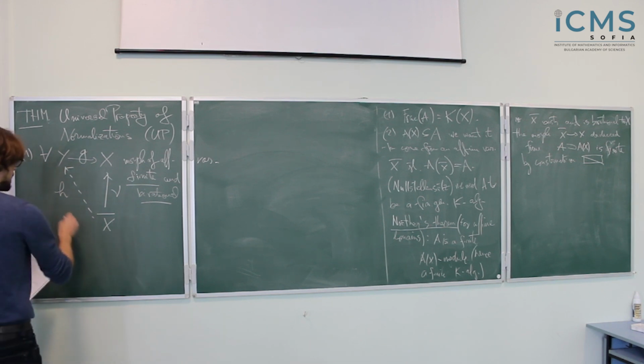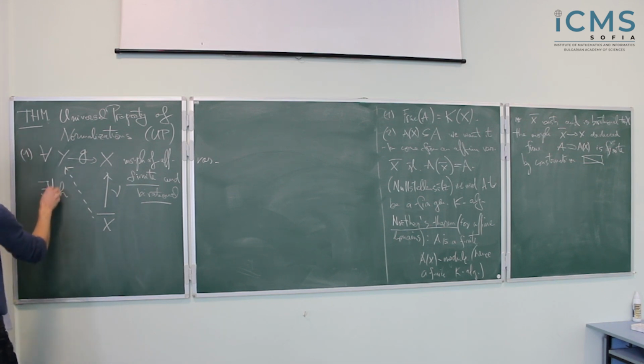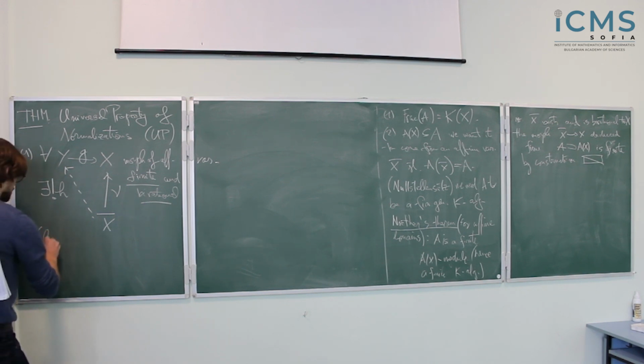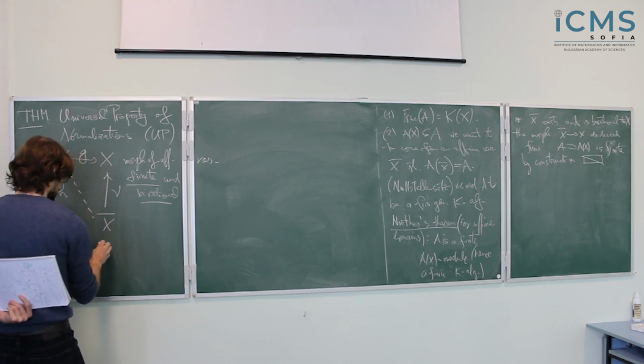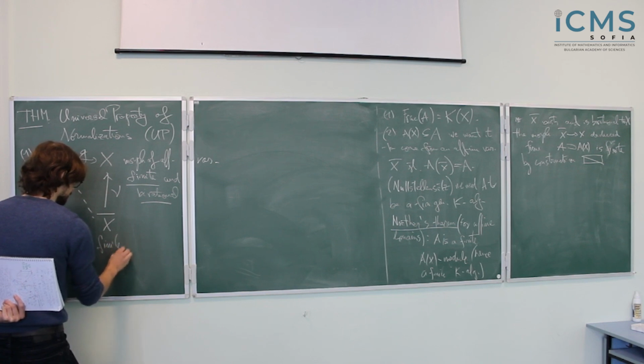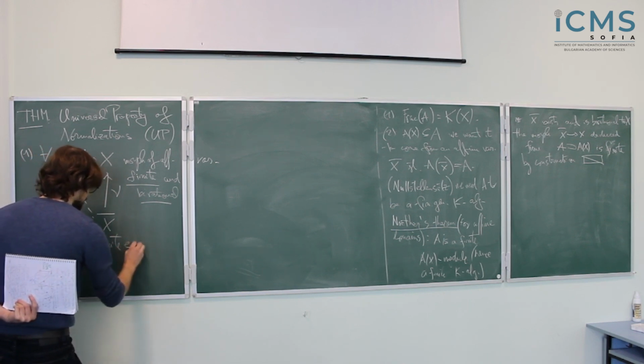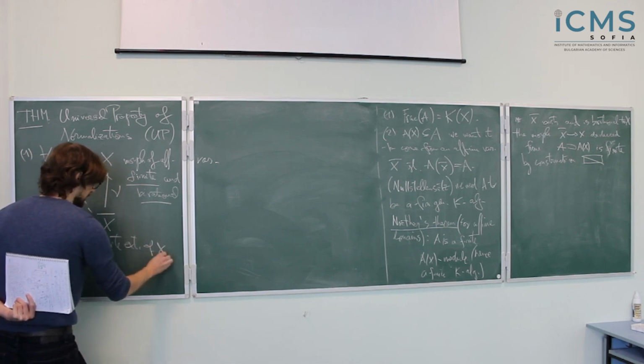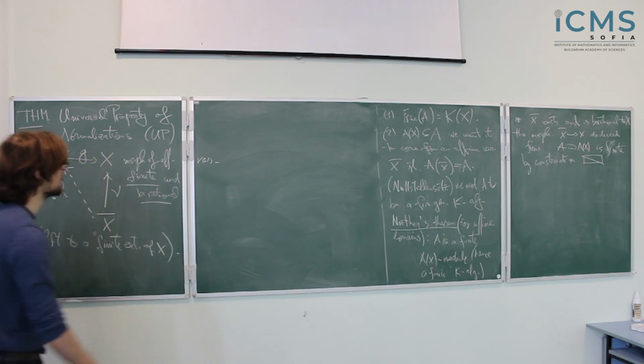Okay. And this basically establishes that this is unique. So there exists a unique h that makes this morphism work. So this is a lift to a finite, let's say finite extension of x. Okay, this is the first part.